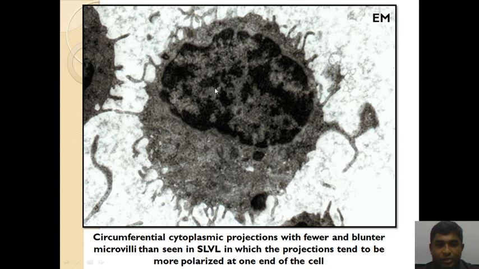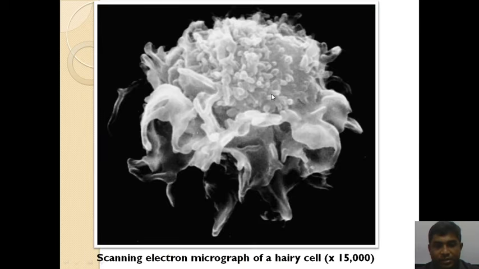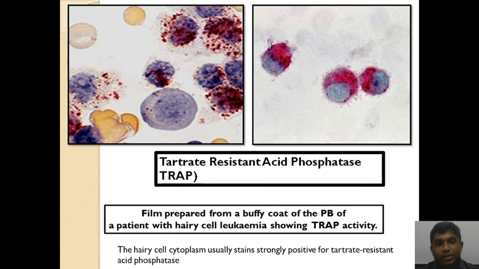This is the EM picture to show different projections coming out from the cytoplasmic borders, and this is the scanning electron microscope where you can see these projections which are protruding out in the form of a hair, giving its name of hairy cell leukemia. And one specific cytochemistry, TRAP, tartrate resistant acid phosphatase, is characteristically seen in hairy cell leukemia.